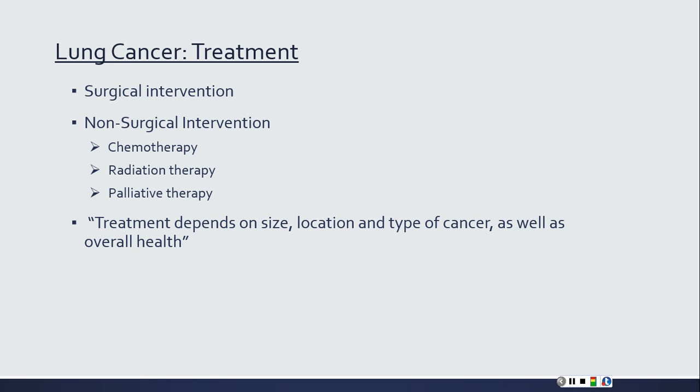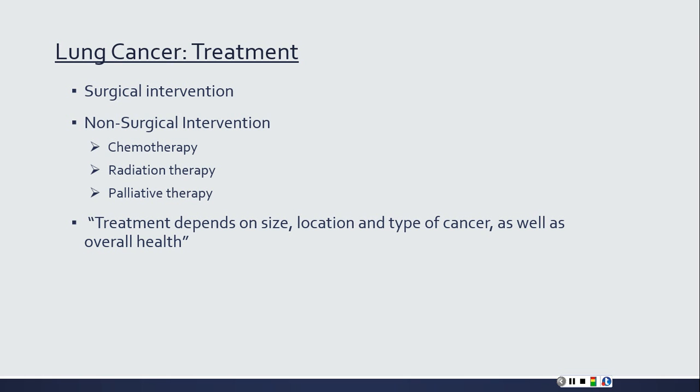Again, we're not going to be specifically involved in that decision-making process. We may help provide the patient an ear to voice their concerns or things like that. But we're not going to specifically decide that. But our non-surgical interventions, including chemo, radiation, and palliative care, you need to be aware of those, the nursing care involved in that. Okay.